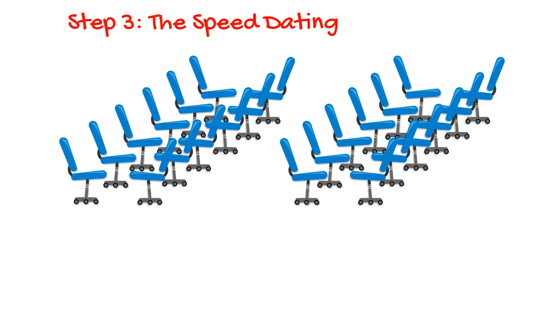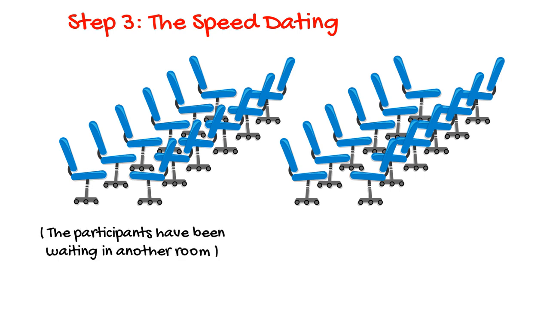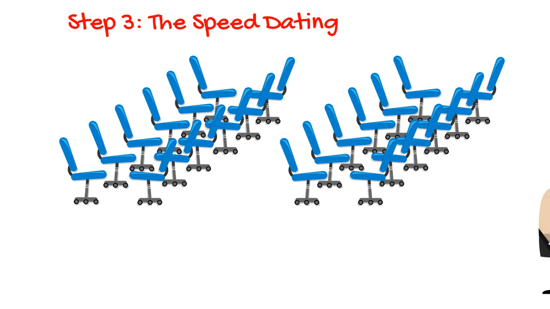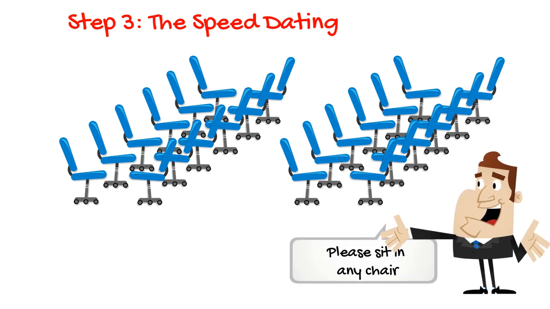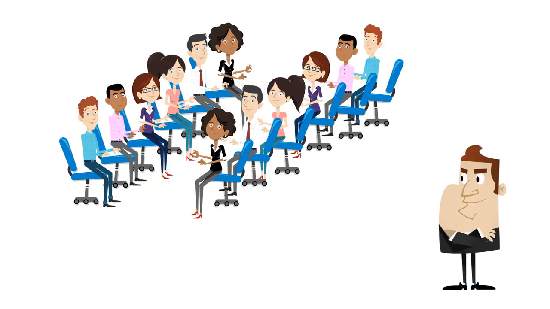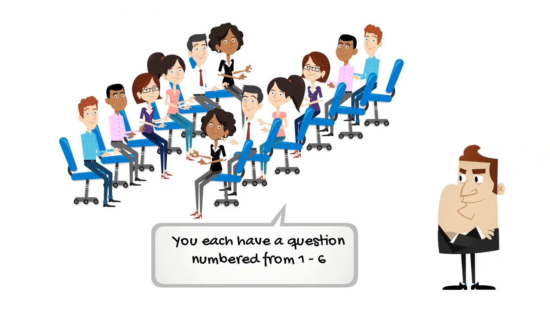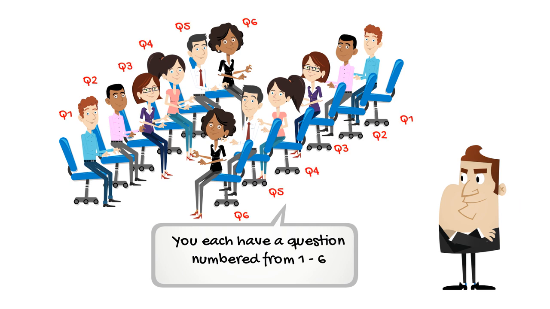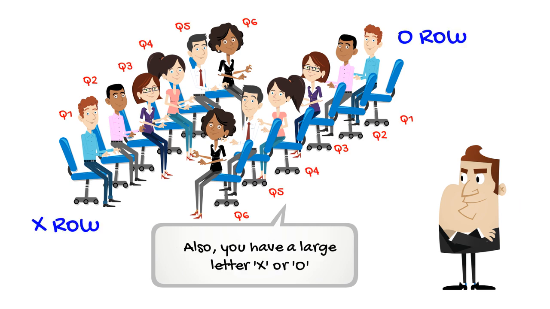Step 3. The speed dating. Ask the participants, who have been waiting in another room with perhaps coffee and snacks, to sit in any chair but not to look at their questions yet. Explain that they each have a question numbered from 1 to 6. Also, on their question sheet, they have a large letter X or O.